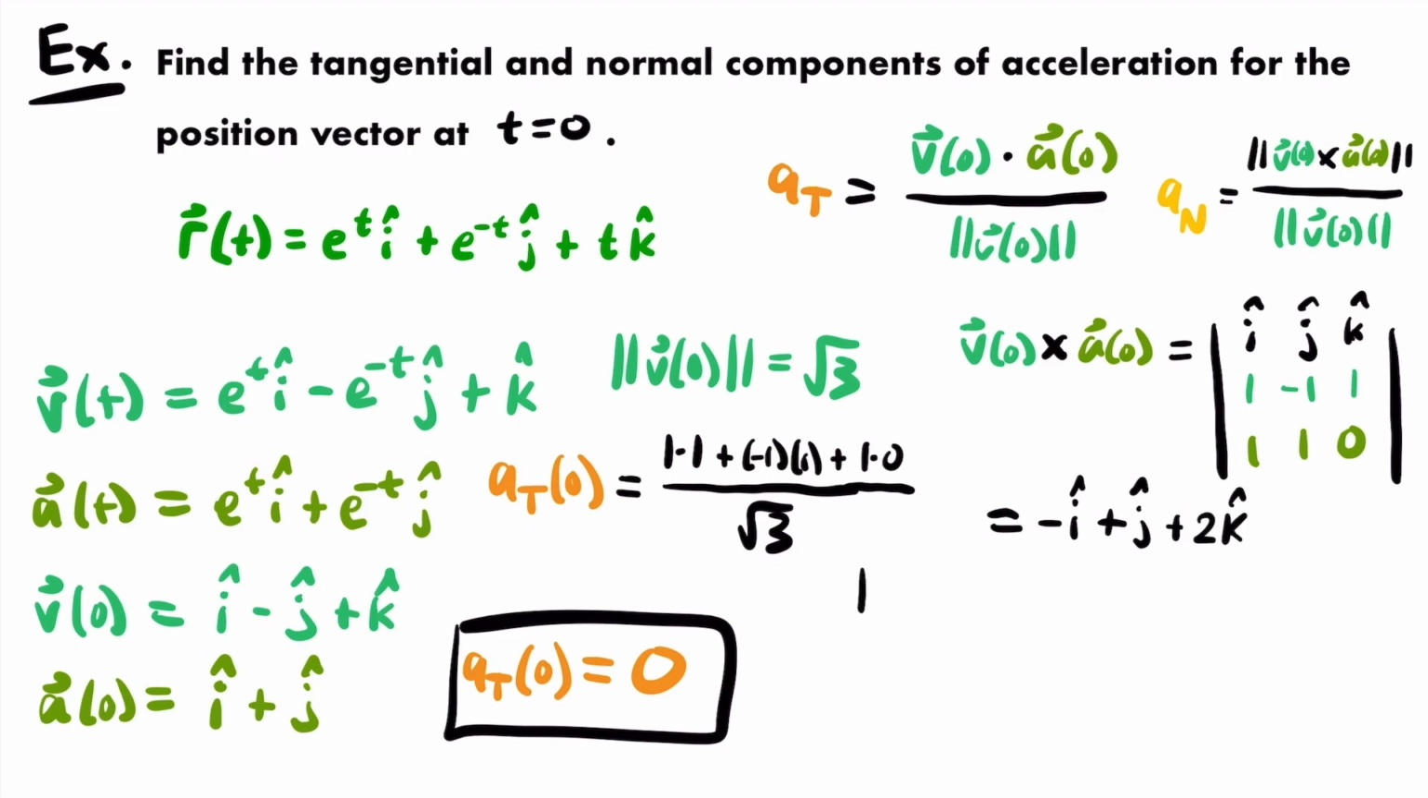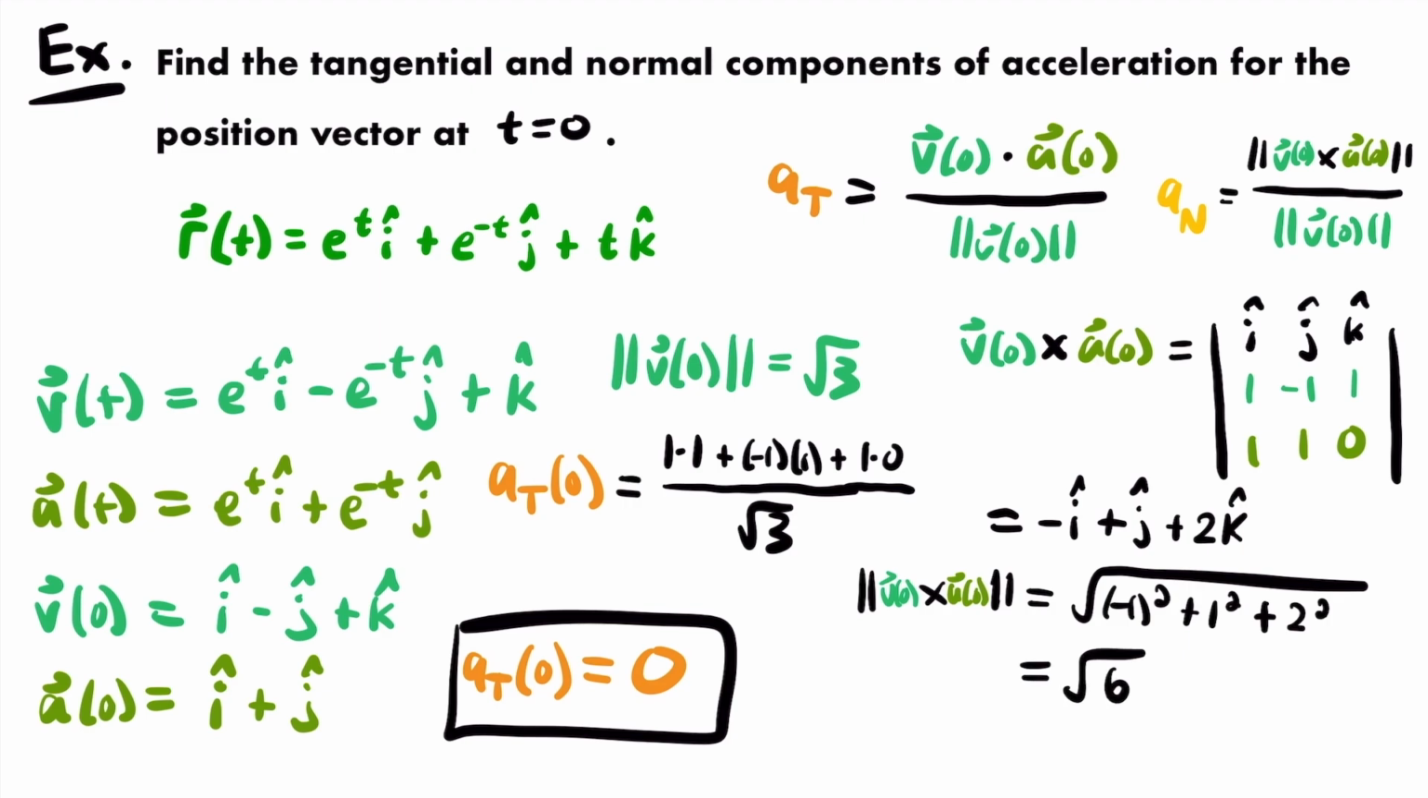Now, let's take the magnitude of that vector. We want to take the magnitude of the cross product between v of 0 and a of 0. We're going to take the square root of the sum of those components squared. So we have -1 squared plus 1 squared plus 2 squared. -1 squared is 1, 1 squared is 1, so we have 1 plus 1 plus 2 squared, which is 4. So we have 1 plus 1 plus 4, which is 6. So the magnitude of the cross product is the square root of 6.